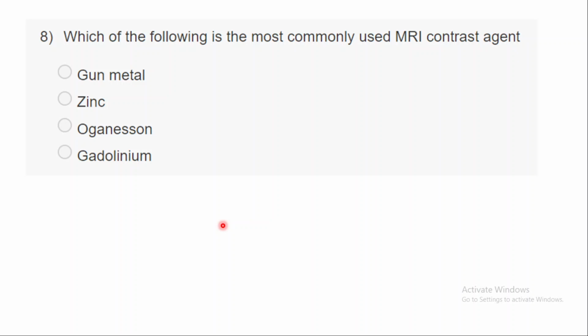Moving on to the eighth question. Which of the following is the most commonly used MRI contrast agent? I'll repeat the question. Which of the following is the most commonly used MRI contrast agent? Option A, gunmetal. Option B, zinc. Option C, oganesson. Option D, gadolinium.